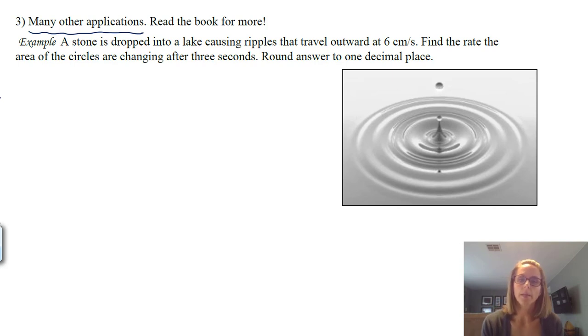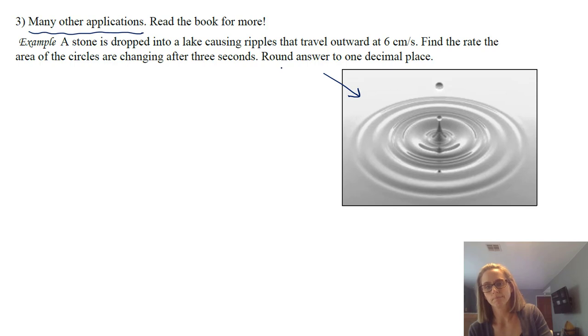So now we have the idea of kind of the natural sciences here, this idea of a ripple. So a stone is dropped into a lake, causing a ripple that travels outward at 6 centimeters per second. So the key thing to see about a ripple is that it has a shape. And that shape is what? There we go. So we have a circle.